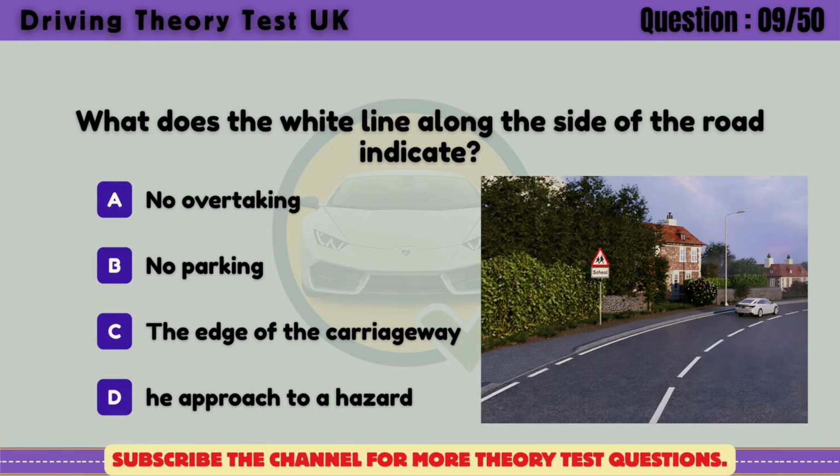Question 9. What does the white line along the side of the road indicate? Option A. No overtaking. B. No parking. C. The edge of the carriageway. D. An approach to a hazard.